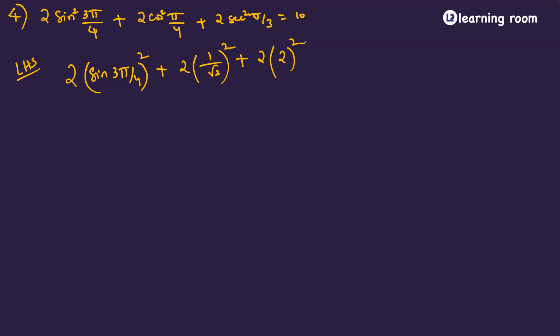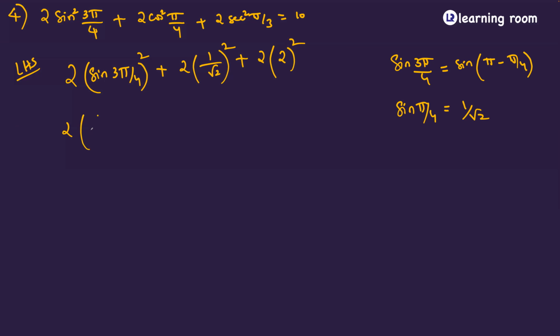So sine 3 pi by 4 alone, I'll do the work here. So sine 3 pi by 4 is equal to sine of pi minus pi by 4. Which quadrant again? Second quadrant. So when it is the second quadrant, it is going to be sine pi by 4 itself, which is 1 by root 2. So take this value and substitute it here.